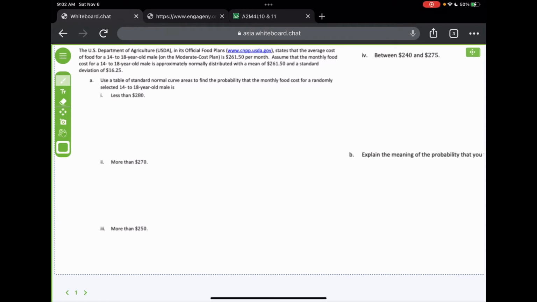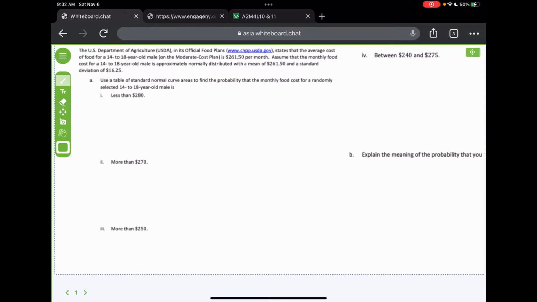Okay guys, we're going to be doing some more normal distributions. Same thing as the last lesson where we're looking at the Desmos to find the calculation or the z-chart, and that's what we're going to look at first, the z-chart. So I'm going to give you just a second to read this. Okay, now it says use a standard normal curve table, so that's our z-chart.